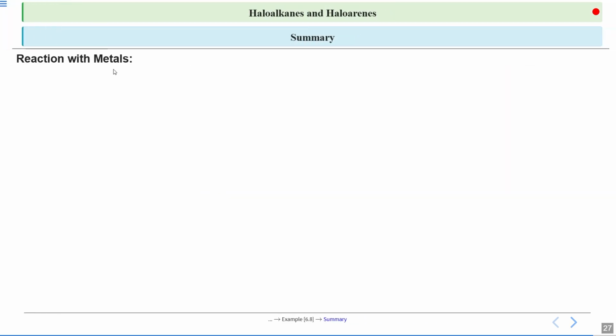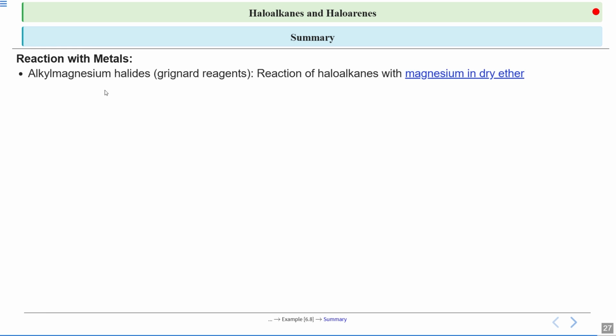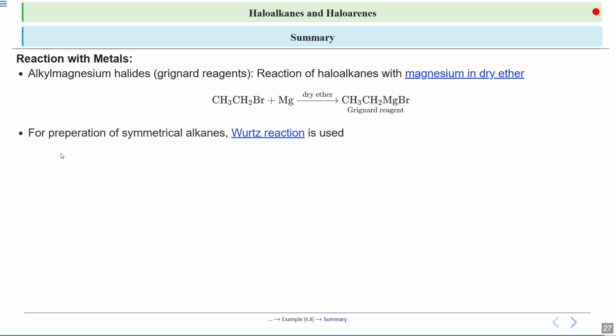Then we have talked about the reaction with the metals. So alkyl magnesium halides, also called Grignard reagents, the reaction of haloalkanes with the magnesium in the dry ether will give you a Grignard reagent. So haloalkane reacts with magnesium in the presence of dry ether, you will get your Grignard reagent RMgX. And for the preparation of symmetrical alkanes, we used the Wurtz reaction, where we get the product where the carbon number was double compared to the halide which we are using as a reactant.